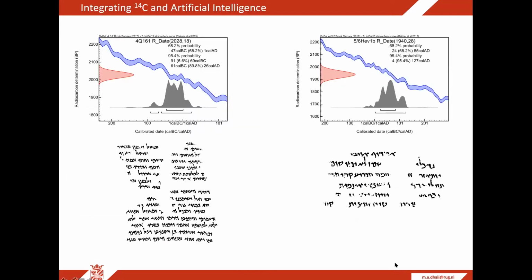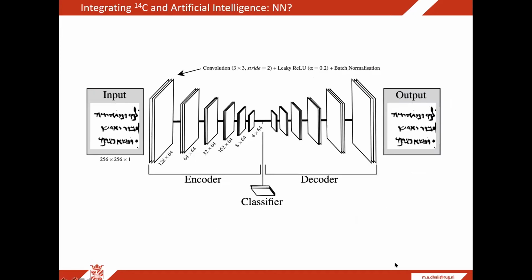So we go to the radiocarbon dates. We have the radiocarbon dates, and for each of the radiocarbon dates, we also have a manuscript. So we tag the manuscript with the date that is coming from the radiocarbon dating. Then we have several approaches. So one of our master students is working on an artificial neural network that learns on the character shape, and based on the character shape, it tries to predict the dates.